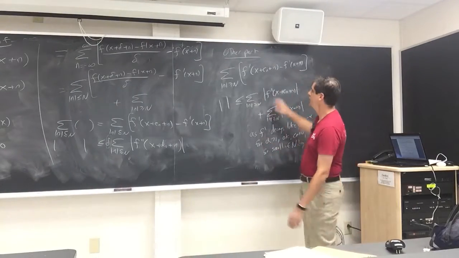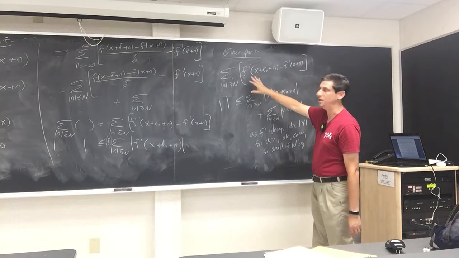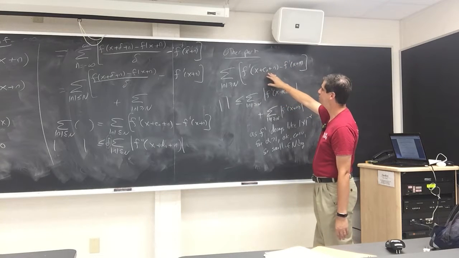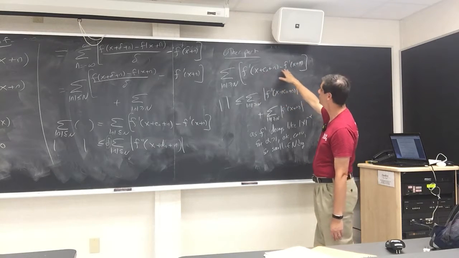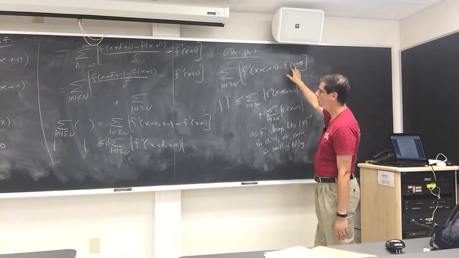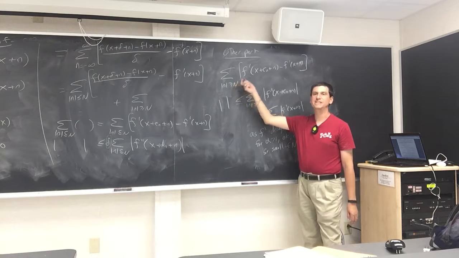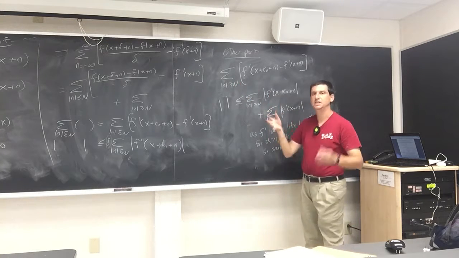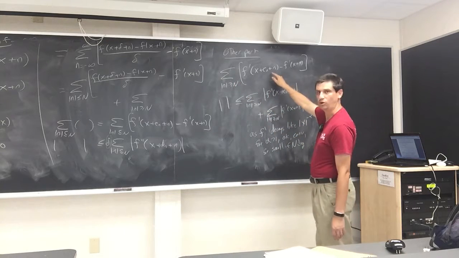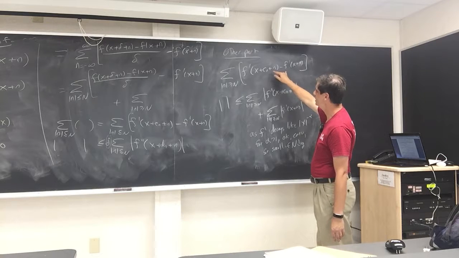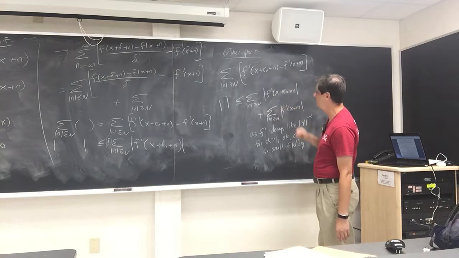There we go. And so now the other part, it's the sum over n greater than or equal to big N of f prime of x plus cn plus n minus f prime of x plus n. Well, here we can actually be very crude because little n is very large in absolute value. We're looking at the tail. So we use the triangle inequality, and this difference is going to be bounded by the sum of each part.